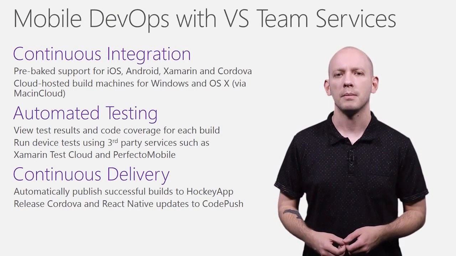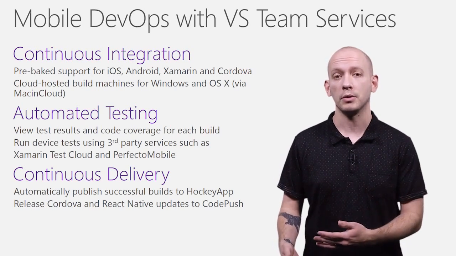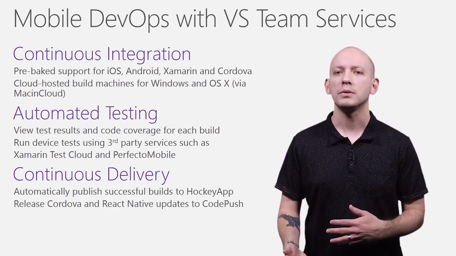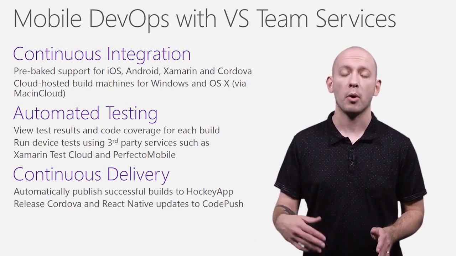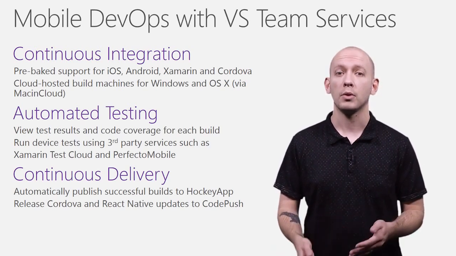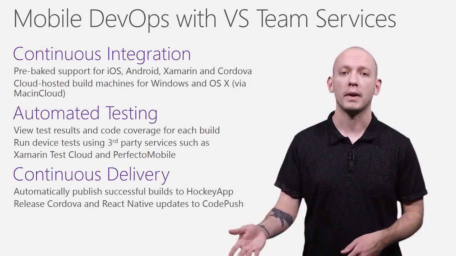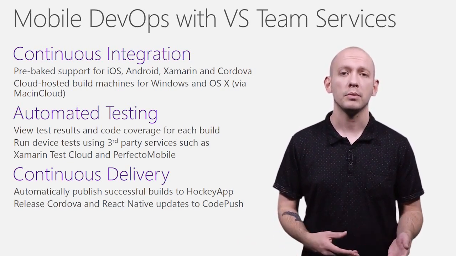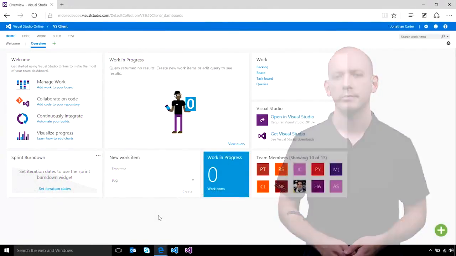Visual Studio Team Services makes it easy to set up a continuous integration server for your mobile client, regardless if it's built using Objective-C, Java, C#, or even JavaScript. It includes cloud-hosted build machines, so you don't need to worry about installing any software. And we've partnered with Mac&Cloud in order to support your iOS builds as well. Integrations with Xamarin Test Cloud and Perfecto Mobile make it easy to run your automated tests against the breadth of devices your apps support, as well as the extensions for HockeyApp and CodePush that make it simple to ensure your testers and end users are always up to date. Let's see how this looks.